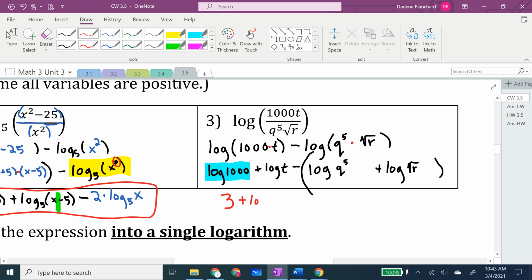Then I have log t minus, and now you need to notice that you have an exponent, and it is understood that that exponent is inside the logarithm. I can now turn that exponent of 5 into a multiplication to the logarithm that now has only what that 5 was to the power of.